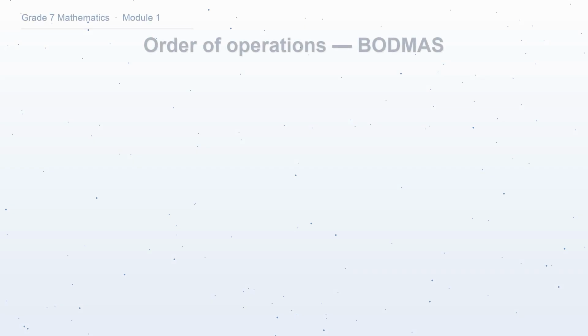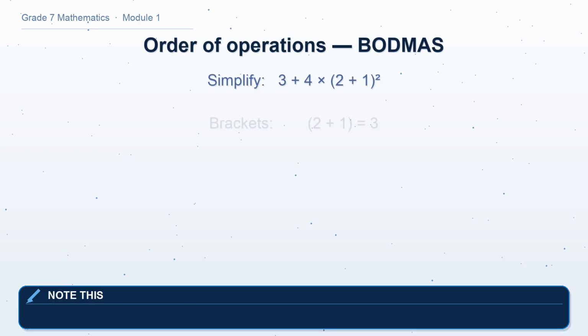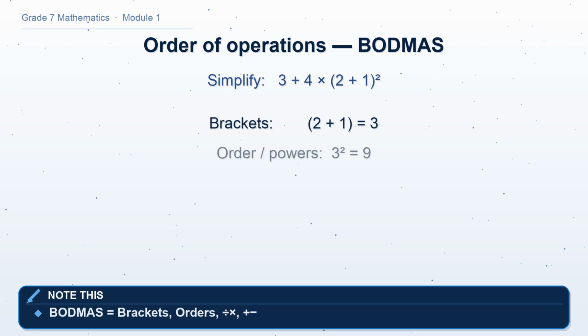When an expression mixes several operations, the order we follow matters. We use BODMAS: brackets first, then orders, which means powers and roots, then division and multiplication, and finally addition and subtraction. Let's simplify 3 plus 4 times the quantity 2 plus 1, all squared.